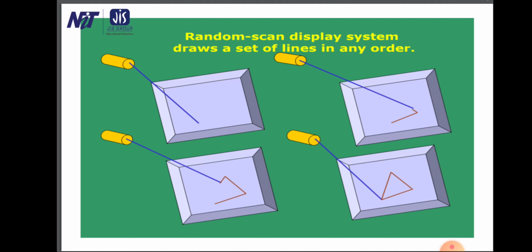The four shots of the figure show the essentials. The job does not end there, because you have to refresh it again and again. The electron beam moves from vertex 1 to vertex 2 to vertex 3 and then comes back to vertex 1. This cycle keeps on going at around 40 to 50 hertz.